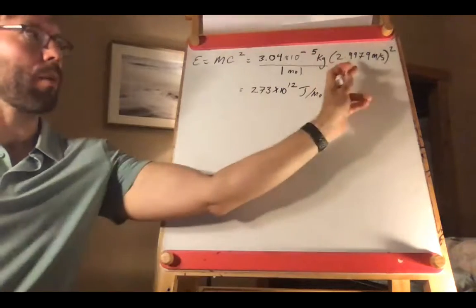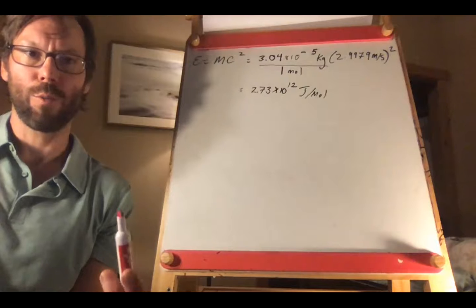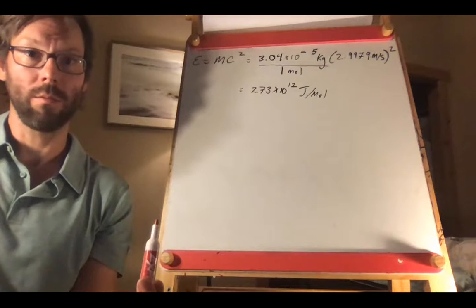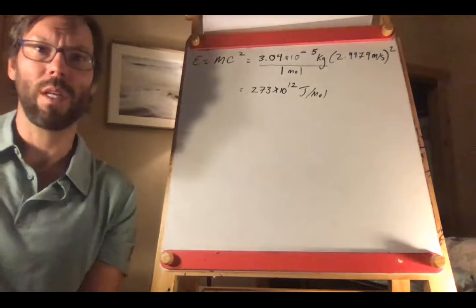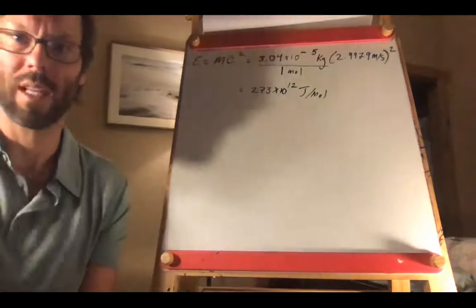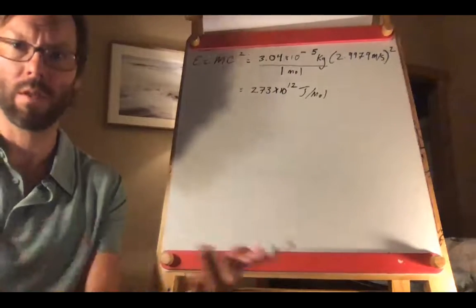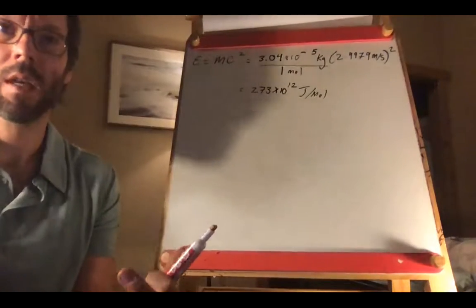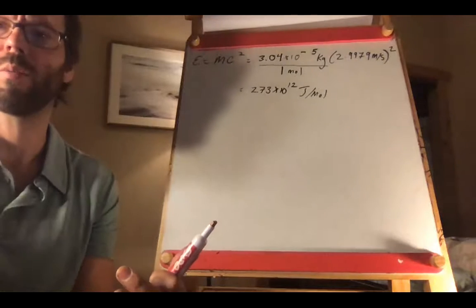And we multiply that by the speed of light squared, 2.9979 times 10 to the 8 meters per second, squared. And you get 2.73 times 10 to the 12 joules per mole. So that's the first part. That's A, right, where they're asking for joules per mole of nuclei. Now, to get to B, what are they asking for B?